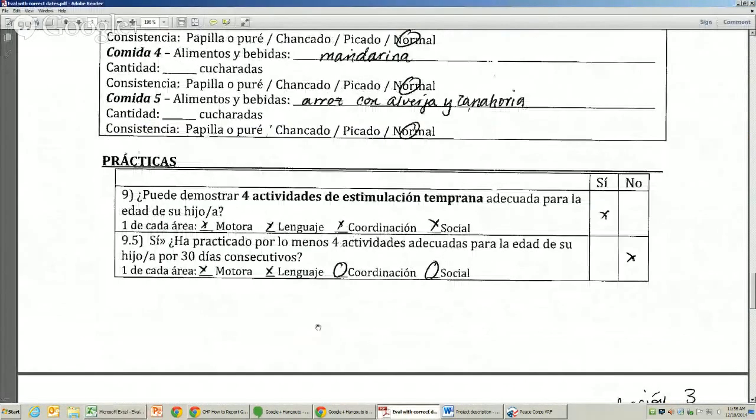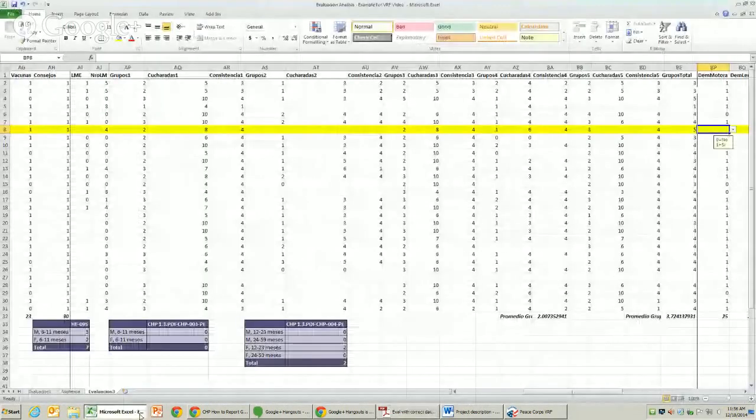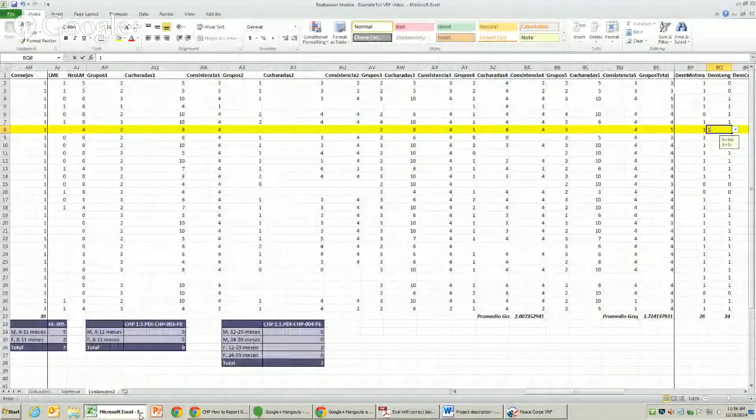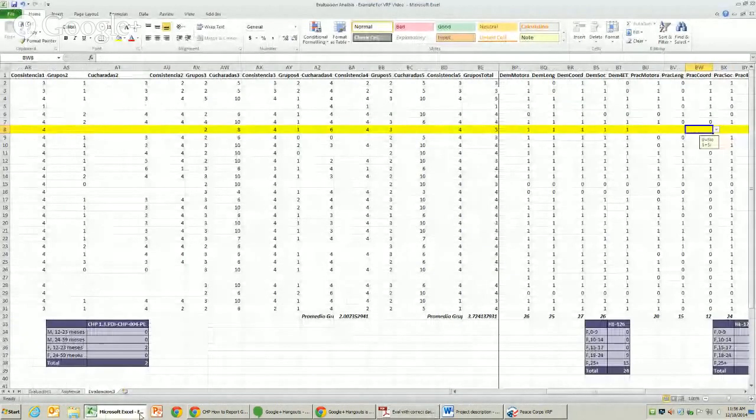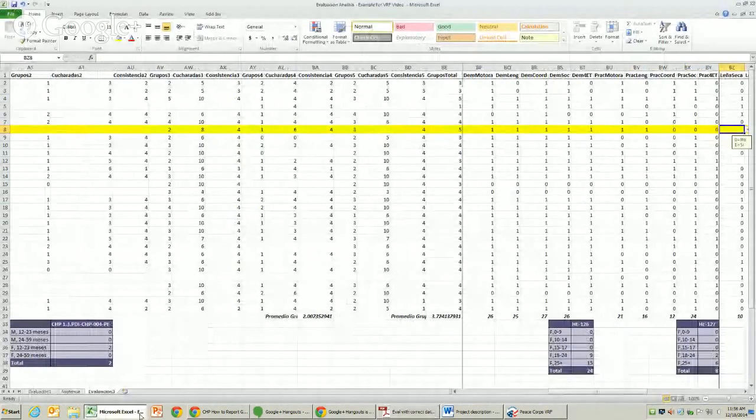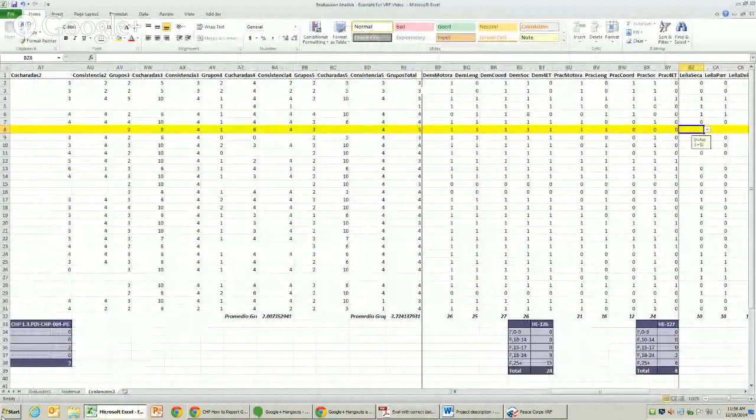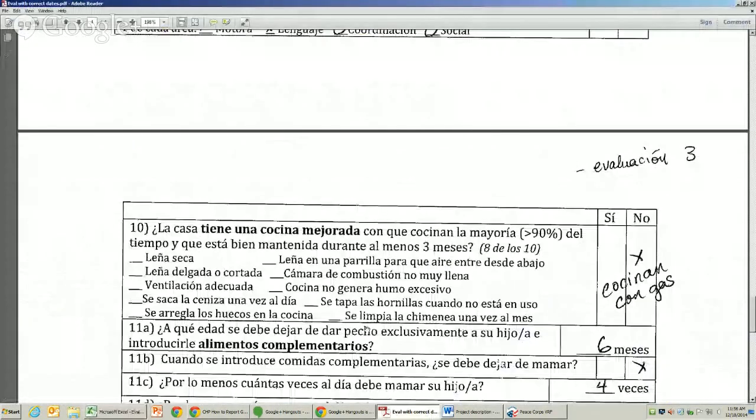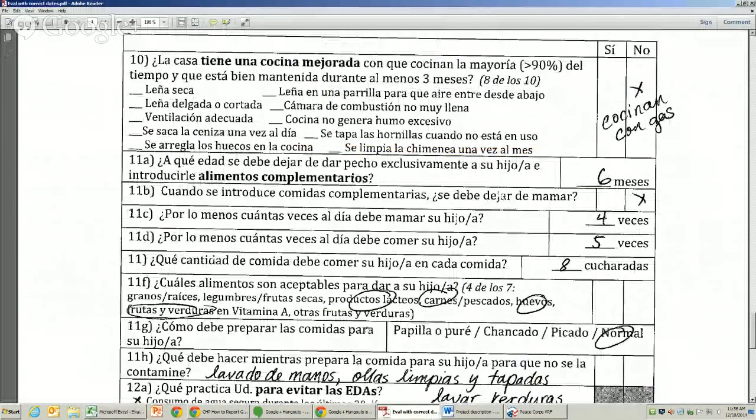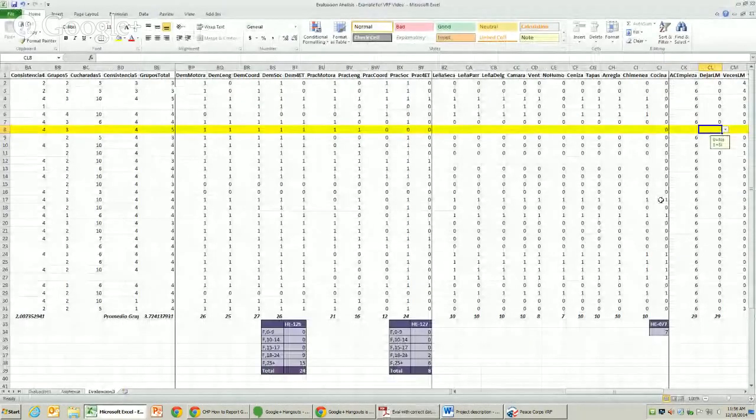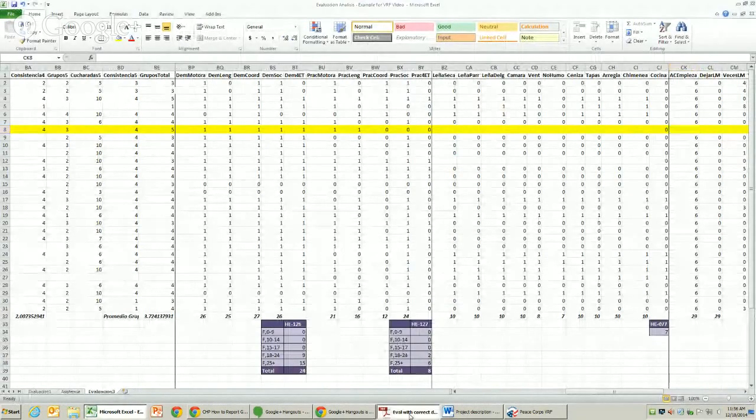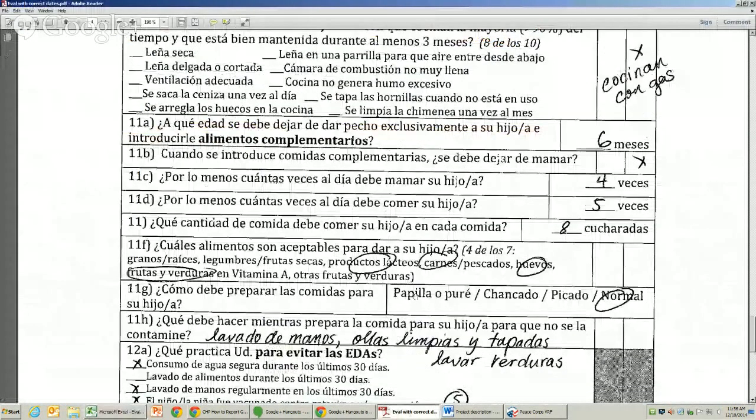With the early questions, they were able to demonstrate everything, but could only say they practiced the first 2. So 1, 1, 1, 1, and 1, 1, 0, 0. With the cocina, they're still cooking with gas, so we'll skip that. You could add another column after this if you wanted to keep track of who's cooking with something that's healthier than an open fire inside the house. But we'll not do that right now.